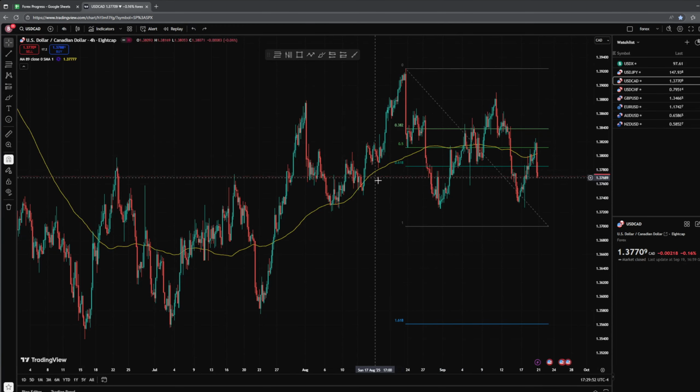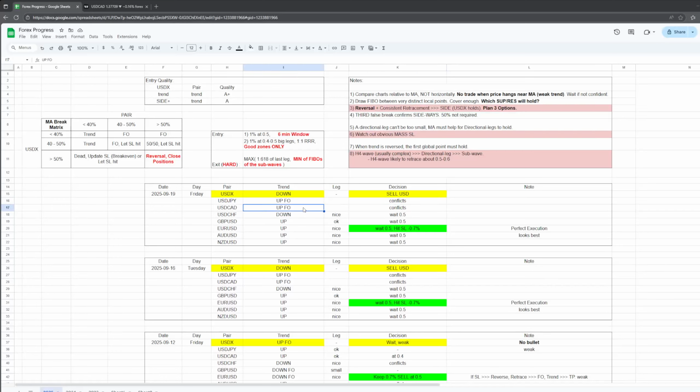So let's write it down. USD Canadian dollar market is likely doing sideways action. That's why we're not going to trade the loonie.